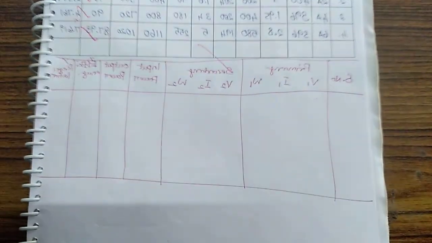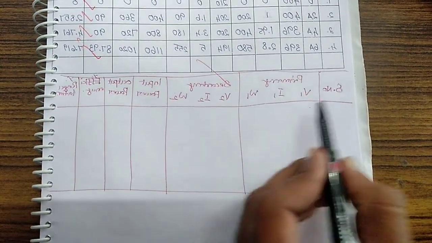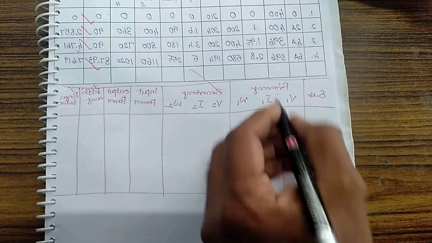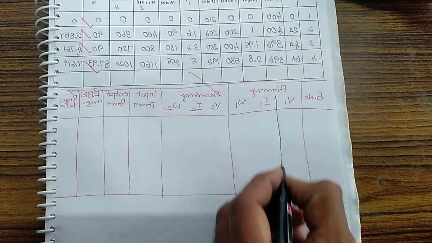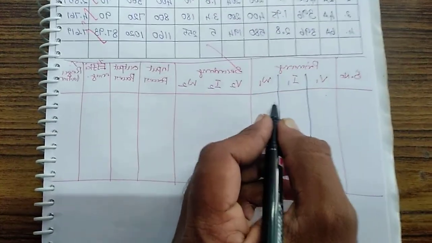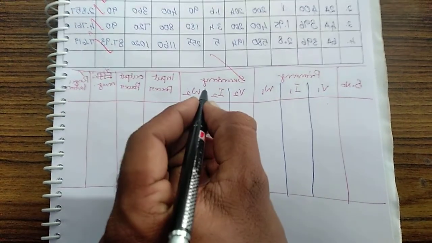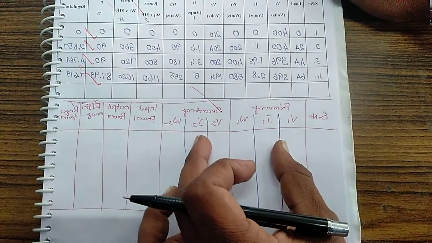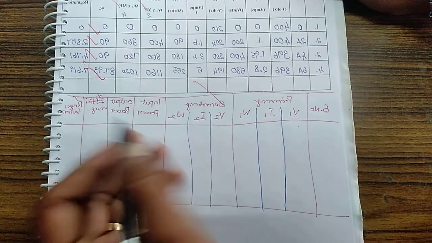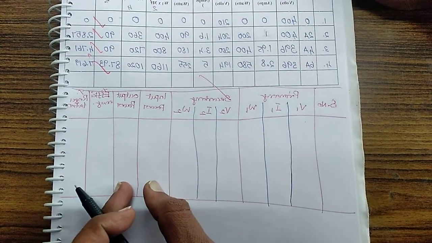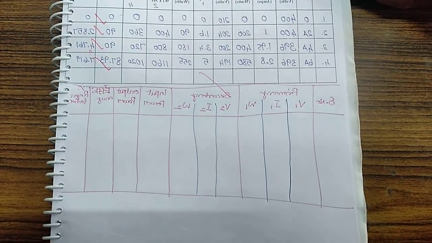Just see the tabulation of this particular experiment. In this tabulation you are measuring the primary voltage, current and power. On the primary side you have connected a voltmeter, ammeter and wattmeter, and with the help of these you can measure the primary parameters. On the secondary side also you have a voltmeter, ammeter and wattmeter, so you can measure the secondary parameters. Since a wattmeter is connected in primary and secondary, you can measure input power and output power. After that, you have to calculate efficiency and regulation.